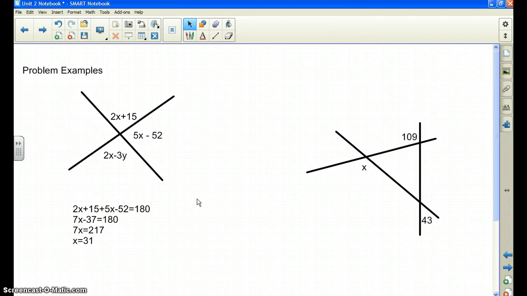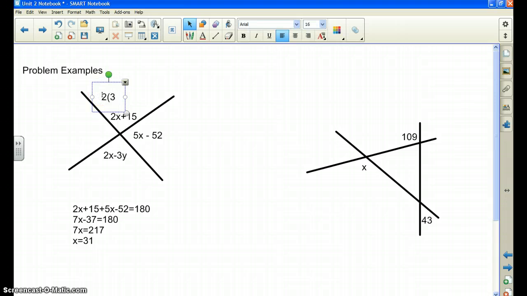Now I want to go ahead and solve for y. Well, I've got multiple options. I can plug my x in there, so that's going to be my 31. So 2 times 31 plus 15. If I simplify that, 2 times 31 is 62 plus 15, 77 degrees. Okay, so now I can go ahead and set those two equal to each other, so now I can solve for y.